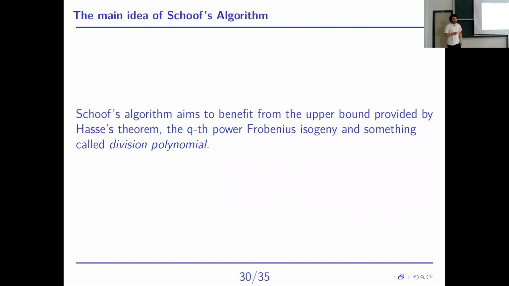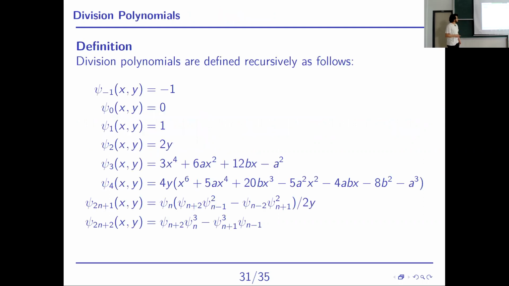So what does Schoof's algorithm do? It aims to benefit from the upper bound from Hasse's theorem, the Frobenius isogeny, and something called division polynomials. Division polynomials are defined as so. They encode the torsion data. That is to say, if a point (x, y) on the elliptic curve, for example, satisfies the polynomial psi2, that means that's a 2-torsion point. If it satisfies psi3, that means it's a 3-torsion point. We keep track of torsion data with these polynomials.